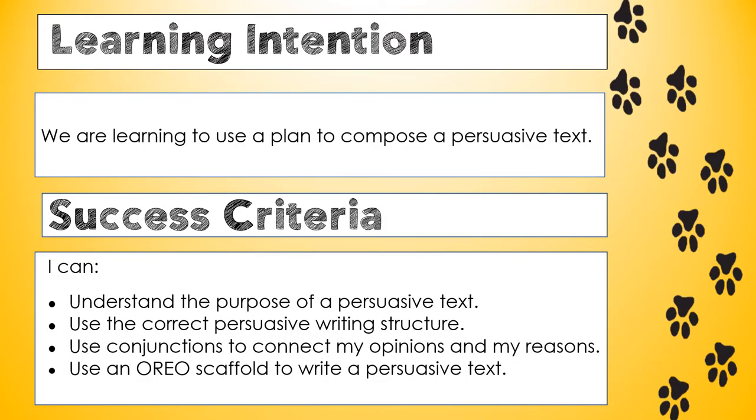Our learning intention today: we are learning to use a plan to compose a persuasive text. Our success criteria is: I can understand the purpose of a persuasive text, use the correct persuasive writing structure, use conjunctions to connect my opinions and my reasons, and use the Oreos scaffold to write a persuasive text.